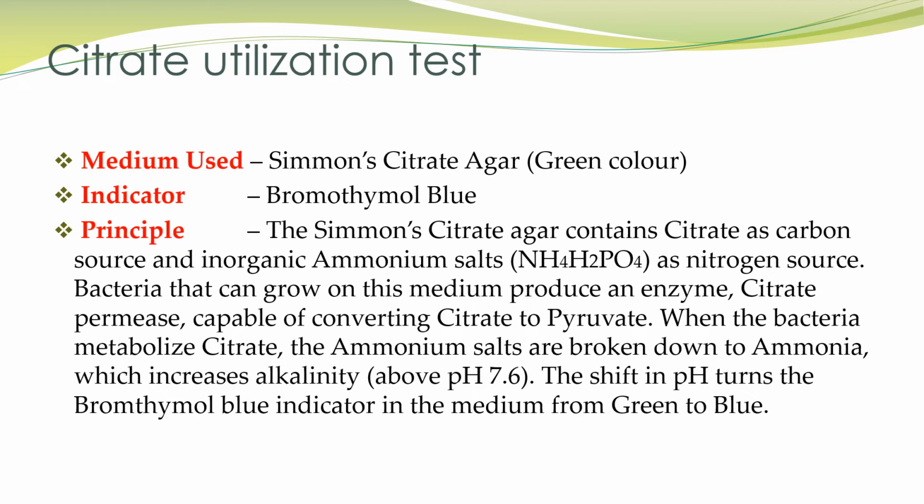As I have already said, citrate is the carbon source and ammonium salt is the nitrogen source. This is the chemical formula for the ammonium salt, that is NH4H2PO4. The bacteria that grow in this medium produce the enzyme citrate permease, which is capable of converting citrate to pyruvate. The bacteria produce the citrate permease enzyme and citrate is converted into pyruvate, which increases the alkalinity to about 7.6. When the pH changes, the bromothymol blue indicator shows green to blue color.